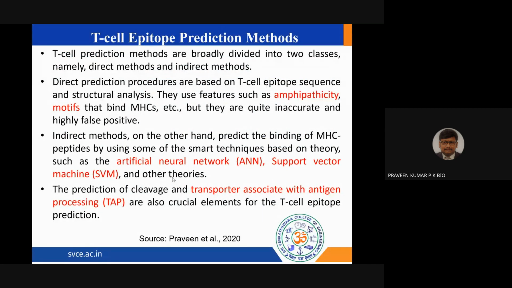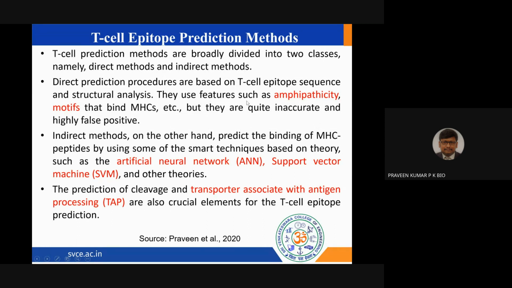How are the T cell epitopes predicted? Actually, these are predicted based on two important methods. One is the direct method and the other is the indirect method. Direct prediction procedures are based on T cell epitope sequence and structural analysis. So you not only focus on the sequence, but also on the structure, that is the epitope structure. The 3D structure of an epitope can sometimes yield a secondary structure, which is not desired. So while predicting, we use an appropriate design to make these peptides interact with the proteins.